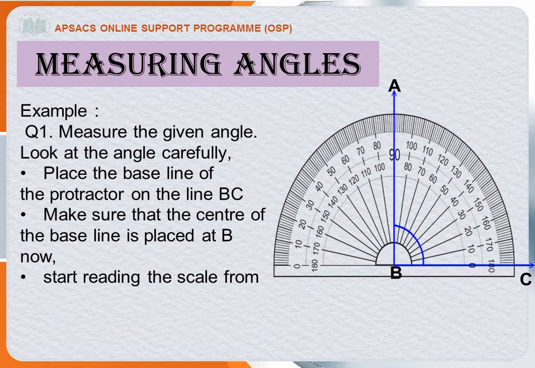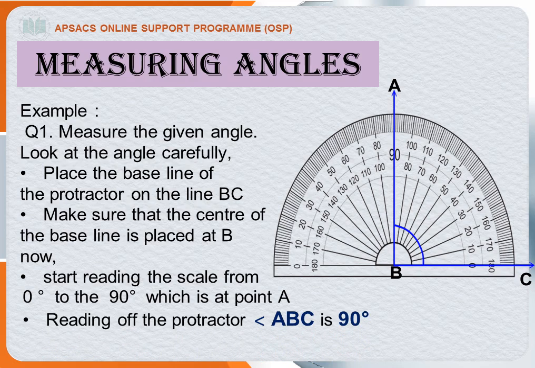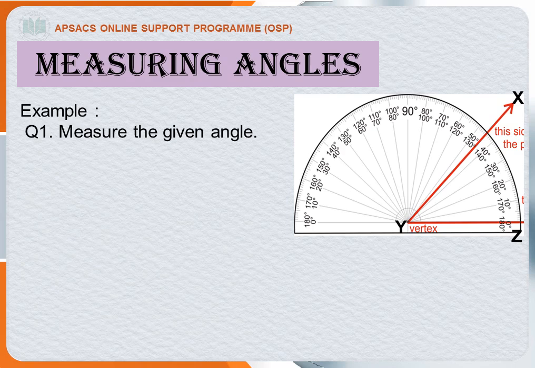Now start reading from the inner scale. Start reading from the 0. Okay, start reading 0, 10, 20, 30, 40, 50, 60, 70, 80 and 90. Look at this. The point A is exactly on 90 degrees. So we will read this angle like: angle ABC is equal to 90 degrees. Is it clear? Another example of measuring angles.